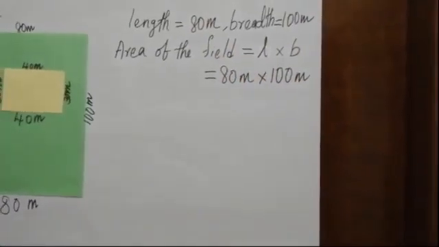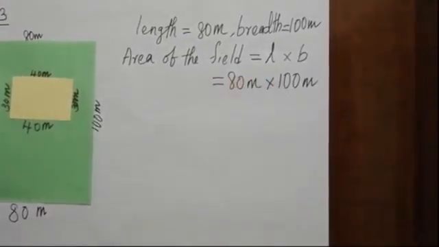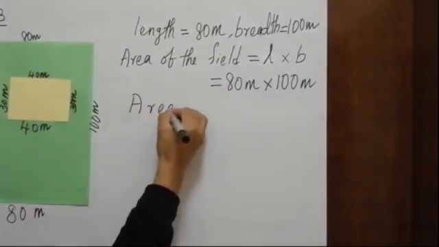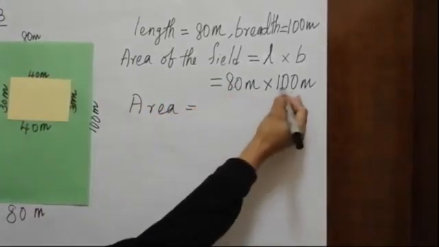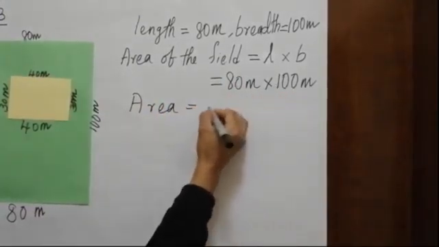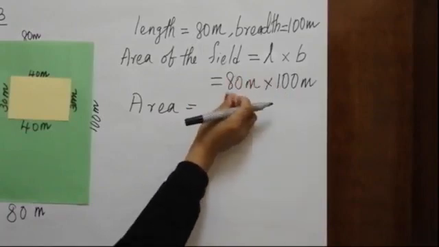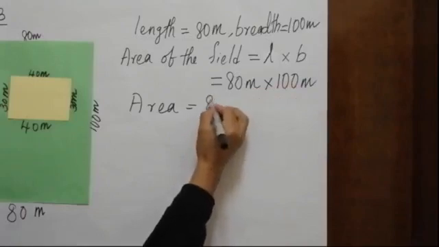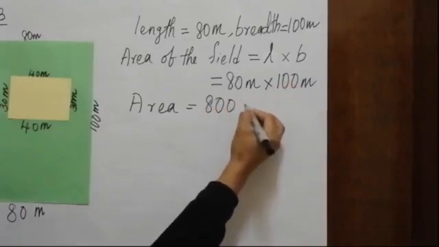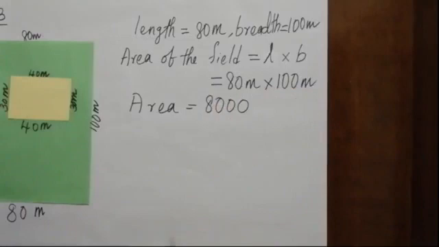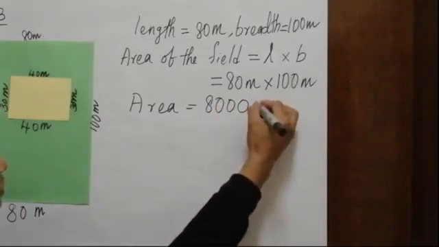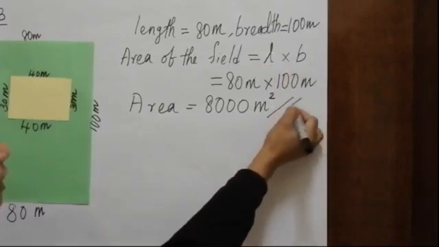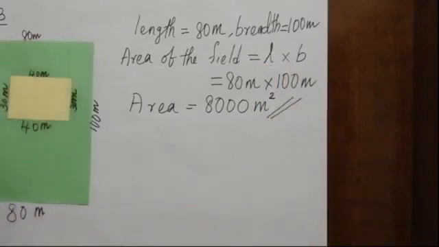Okay, now we can multiply these two and find out the area. So write the area is equal to 8 multiplied by 1, 8. Otherwise, you can multiply 8 multiplied by 100. 8 into 100 is equal to 800 and add this 0 also with this one. Okay, and don't forget to write the unit. So we find out the area of the field.